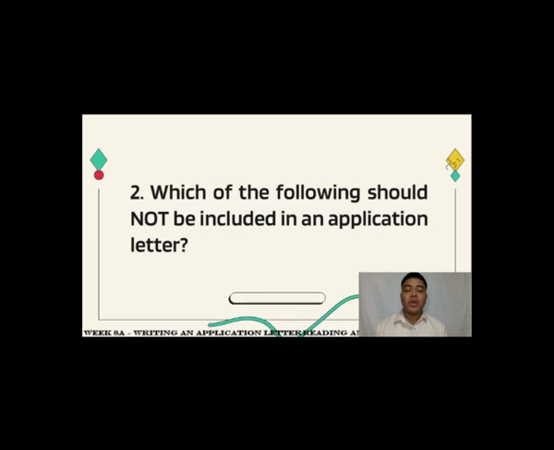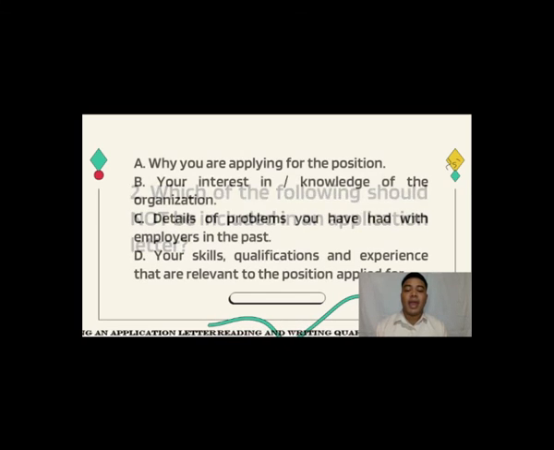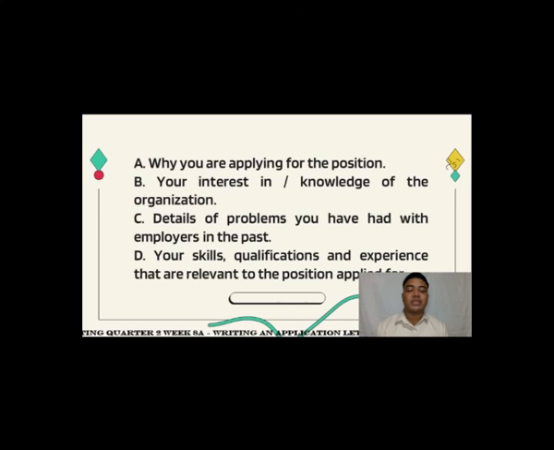Number 2. Which of the following should not be included in an application letter? A. Why you are applying for the position. B. Your interest in or knowledge of the organization. C. Details of problems you have had with employers in the past. D. Your skills or qualifications and experience that are relevant to the position applied for.